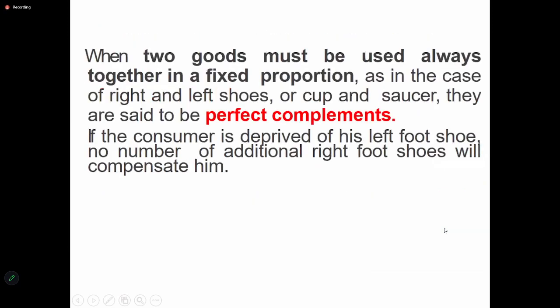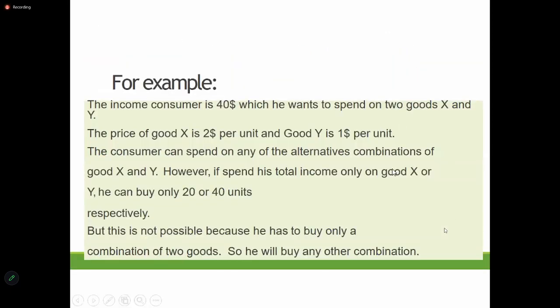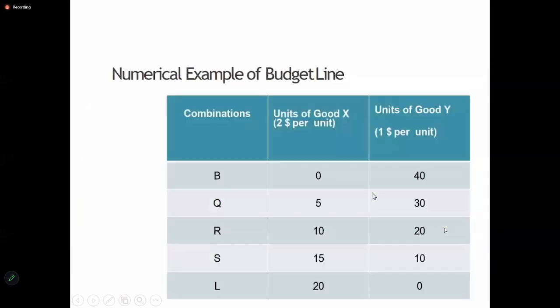Here in budget constraints, they need to consider that they have to buy two goods with budgetary constraints. So he will buy these combinations. See, several combination points are there. Units of X are given, units of Y are given. The unit price of X is $2 and of Y is $1.